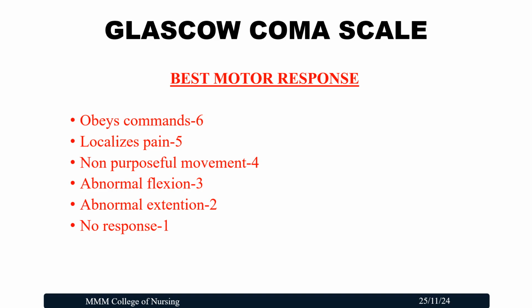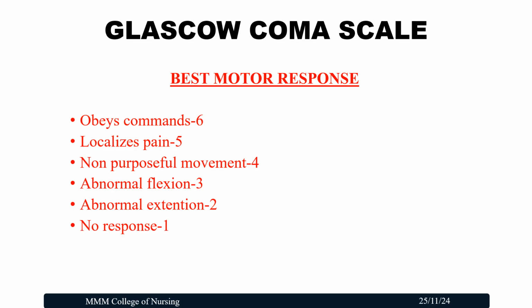And coming to the best motor response, obeys commands, give 6. For example, if you ask the patient to raise the hand, or raise the legs, or lift some parts of the body, and the patient obeys, give the score 6. And localized pain: if you ask the patient to move the body parts and the patient feels pain, give the score 5.